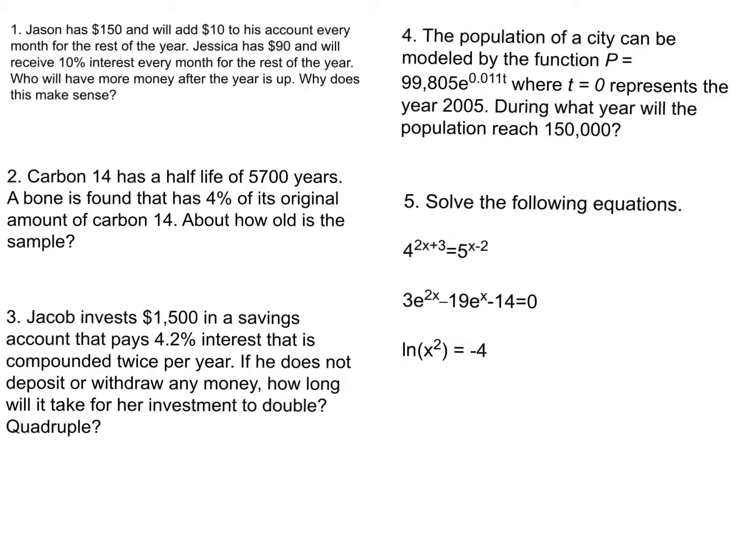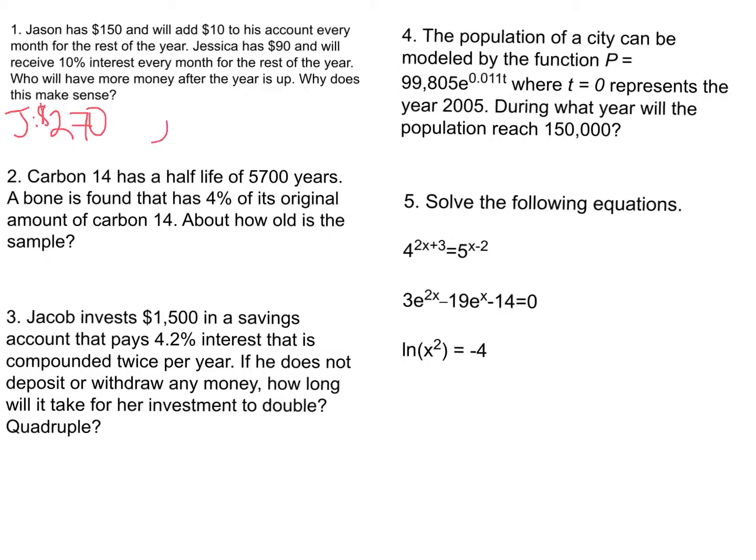All right, so for the first question here, we're comparing Jason, who is making $10 every month, with Jessica, who is making a percentage, 10% every month. And so Jason will end up with 150 plus 10 times 12, in other words, $270.